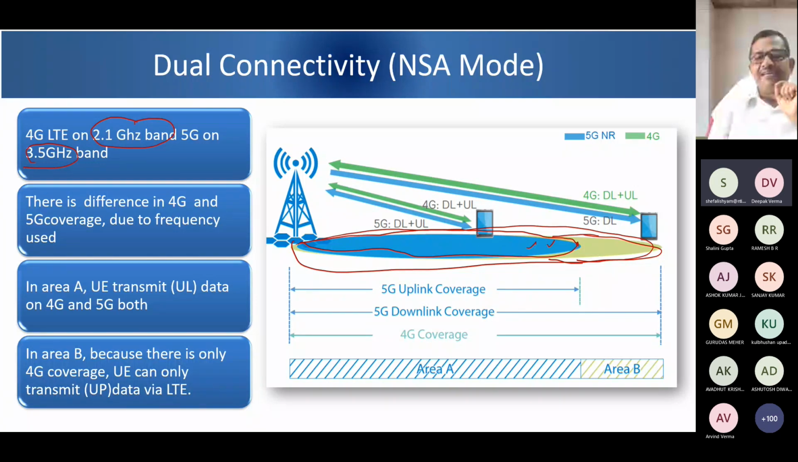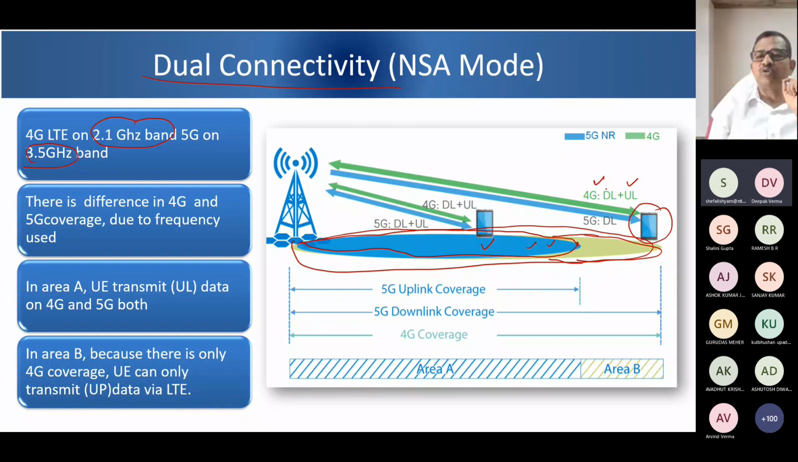So when your device is here in the blue area, it can connect to 4G and 5G base station both, and that we call dual connectivity. And you can have double the data, 4G data as well as 5G data, in uplink also and downlink also. But in case your device is in this green area, so on the downlink side you can have 4G data and 5G.